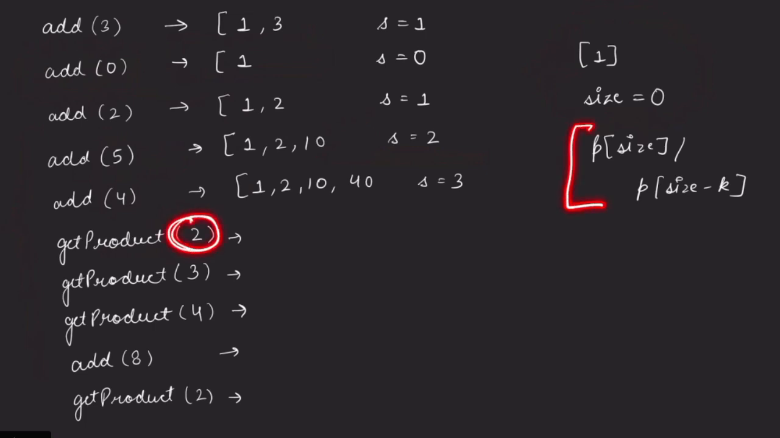Now they are asking us to get the product of the last two elements. So we'll apply the same formula. It will be 40 divided by 2, that is 20. Then they want the last 3. So of these 3, it will be 40 divided by 1, that is 40 only.